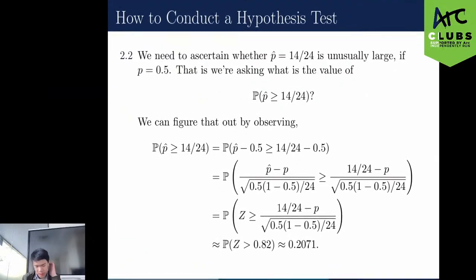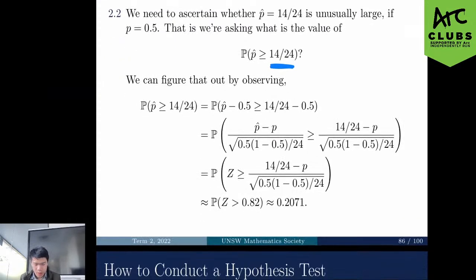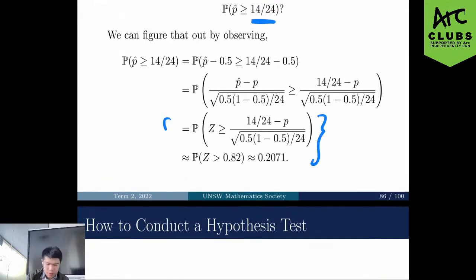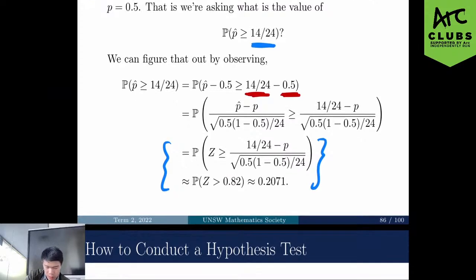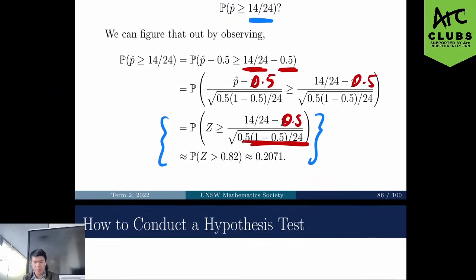Right, let's go back to this. Now we want to find the probability of p hat being greater than or equal to 14 on 24. All we do is standardize both sides, so we end up getting something like this: p hat minus 0.5 is greater than or equal to 14 on 24 minus 0.5. Then we standardize by the standard deviation, replacing p with 0.5. This turns into 0.82, and our p-value turns into 0.2071.